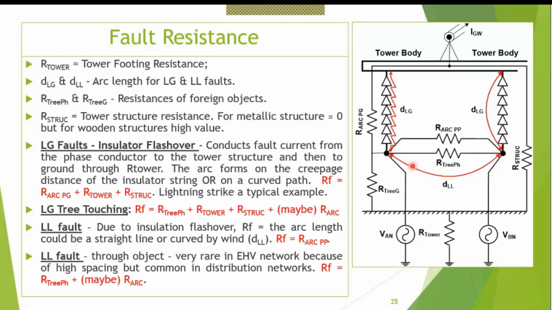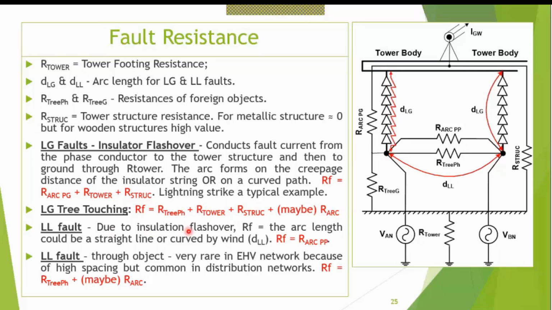Worst possible scenario. So this DLL is taken as the phase-to-phase conductor distance, maybe with a little multiplication, a factor of pi by 2 will come into this picture, so that it is the worst possible case. That is the distance of the arc in a phase-to-phase case. There is a very remote chance.